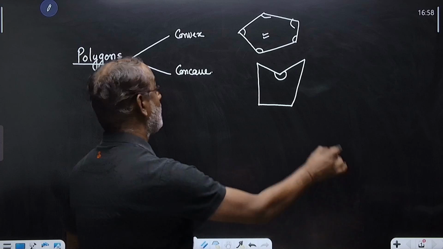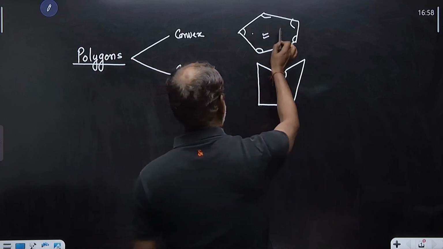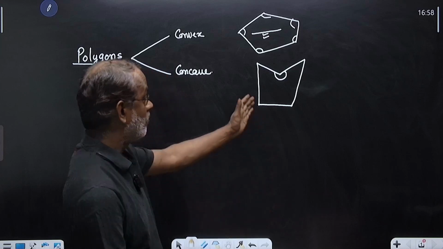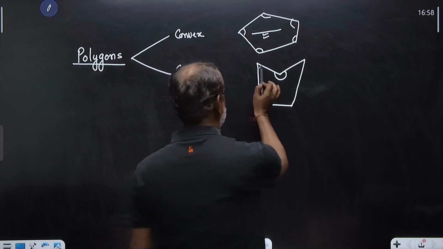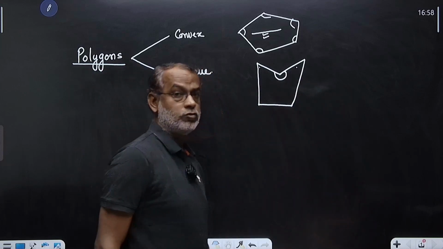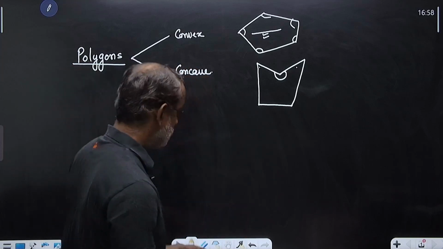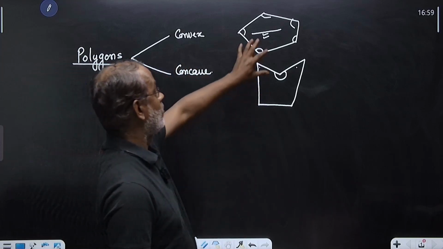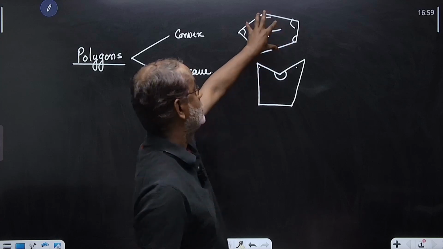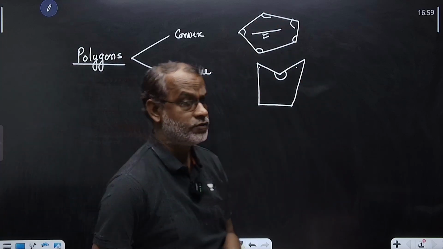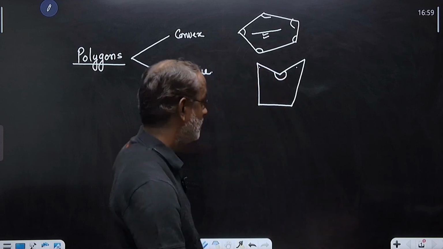As such, a convex region is one such that the segment joining any two points lies completely inside it. This is not a convex region, because if we take these 2 points, the segment joining these 2 points will not be completely lying inside the region. So, this is a convex region, and this is a convex polygon. Mostly we concern ourselves with regular polygons.